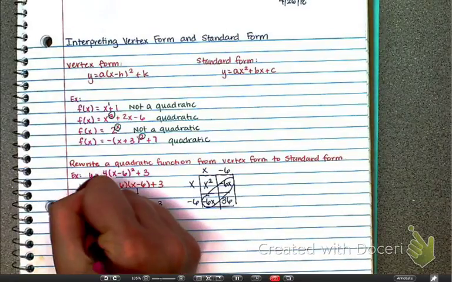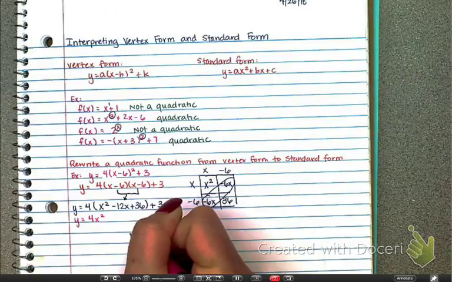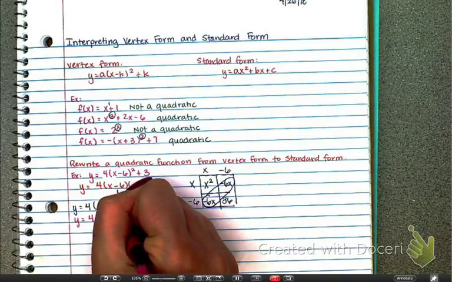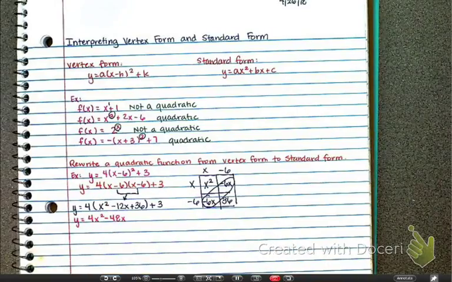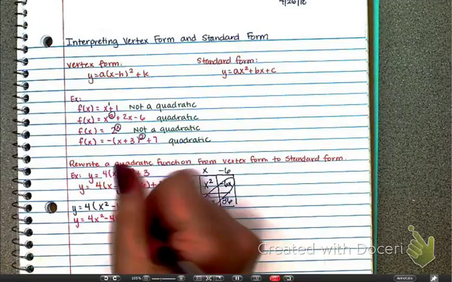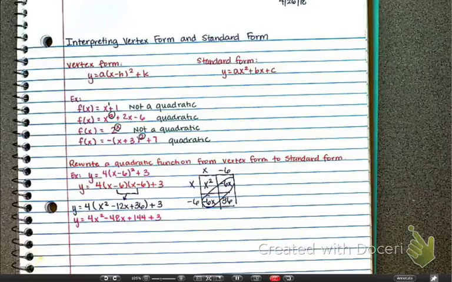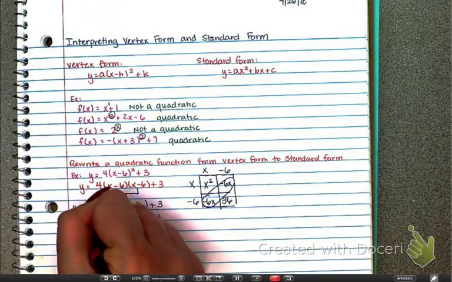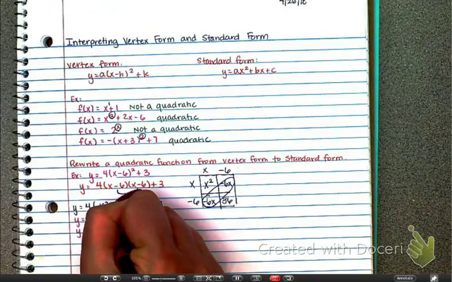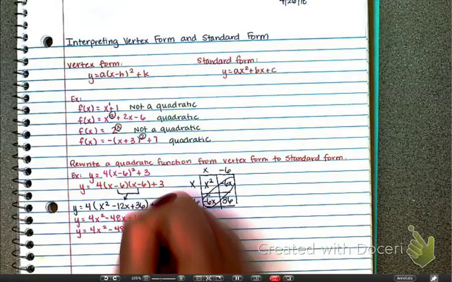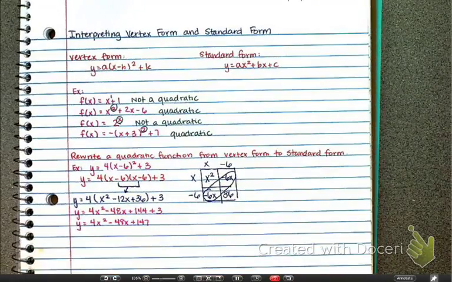So we get y equals 4x squared minus 48x plus 144. And then we still have that 3 at the end. I'm almost there. What's left? Add the two constants, right? So 4x squared minus 48x plus 147. Is that in the form ax squared plus bx plus c?